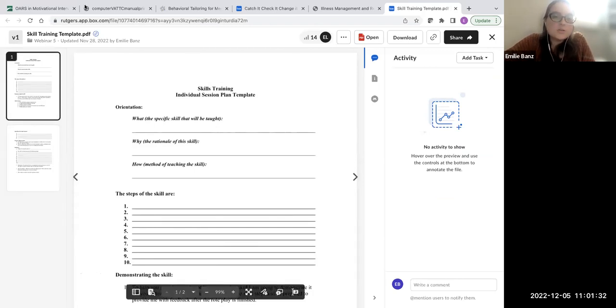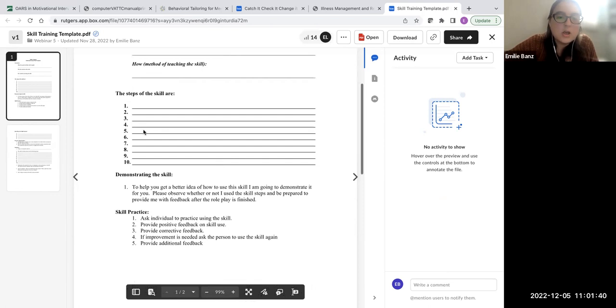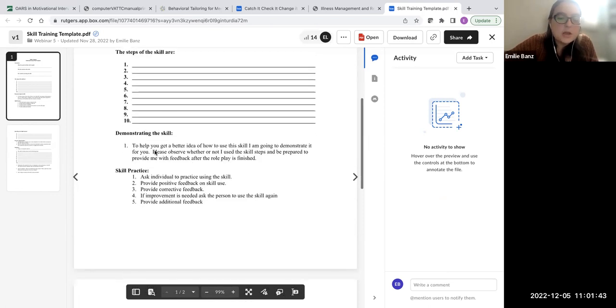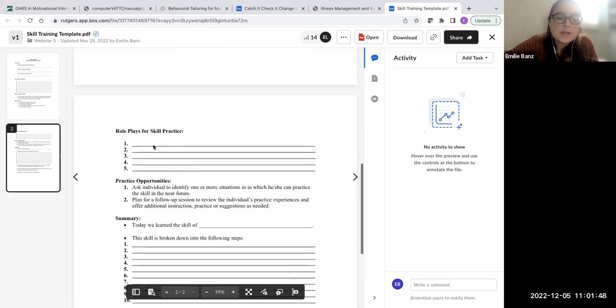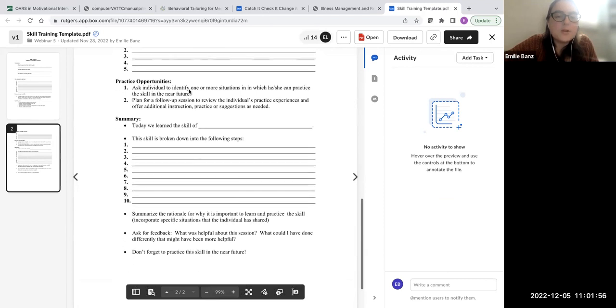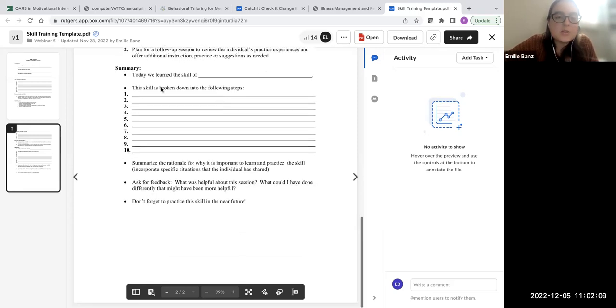So again, you're doing this orientation and you're talking about what is going to be taught, why it's going to be taught, and how we're teaching it. You're writing down these steps. You're demonstrating the skill. You're doing the skill practice. You can list different role plays for skill practice and write this down and leave it with the person so they can kind of figure it out. You can list different practice opportunities. So really having that conversation with the person to identify one or more situations where they can practice the skill, and then plan a follow-up, and then doing this summary.